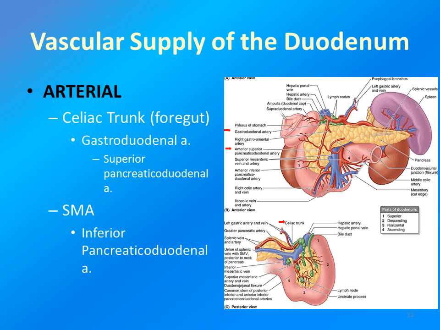So if we look at our diagram at the right, here's our anterior superior pancreaticoduodenal artery, right gastroduodenal artery, coming back from the celiac trunk. This down here would be the superior mesenteric, from behind, superior mesenteric artery.